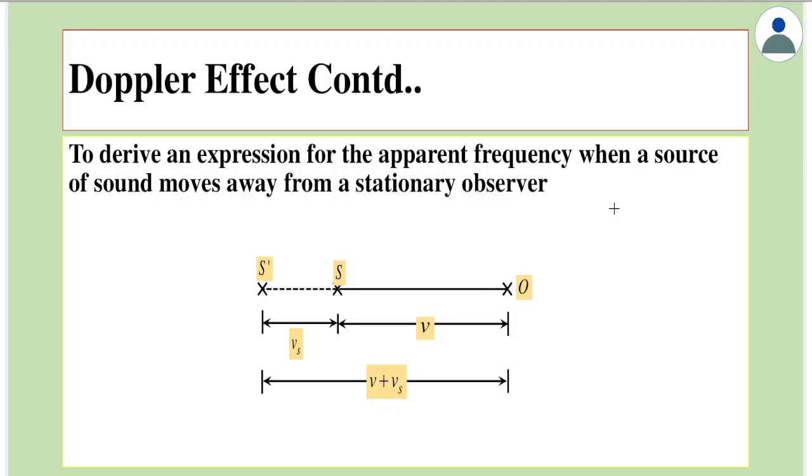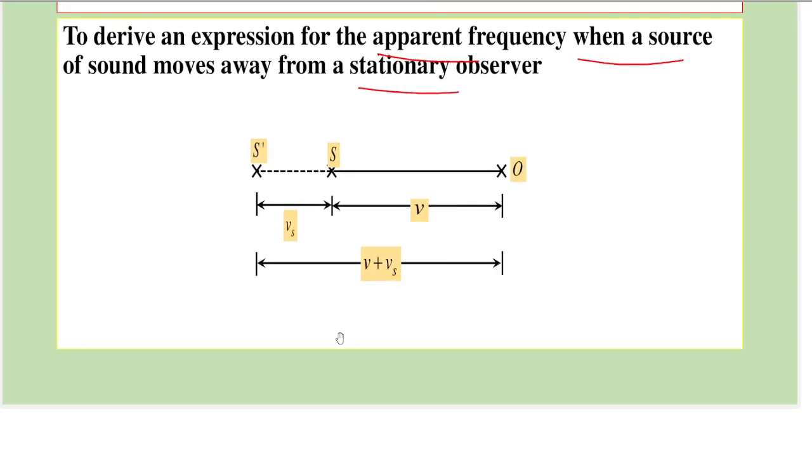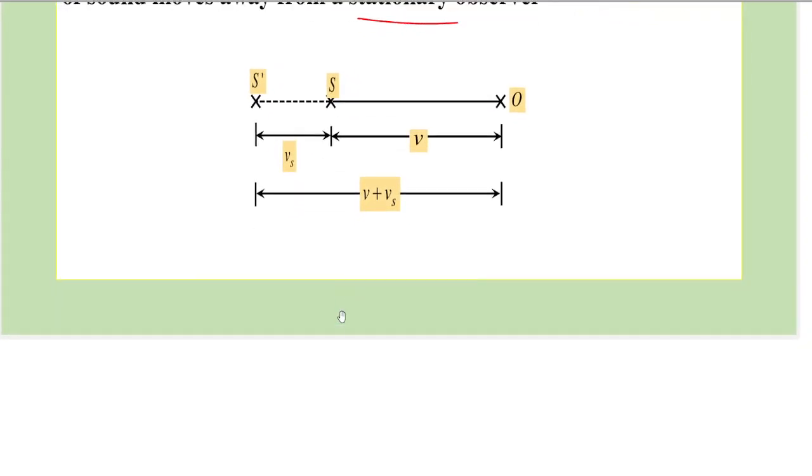Let's now find out an expression for apparent frequency when a source of sound moves away from a stationary observer. We saw that there are many instances where there would be Doppler effect. The case can be when the source moves, or the observer moves, or both may move together. Basically, what is needed is a relative motion between observer and source.